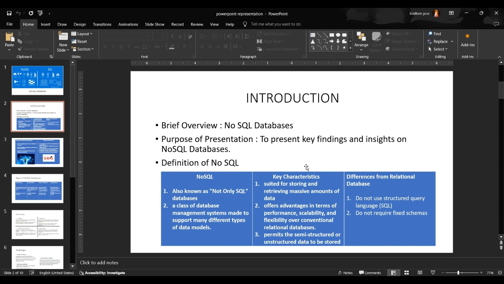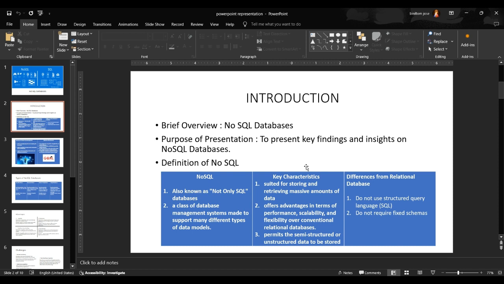The key characteristics which I have found out after going through a lot of research papers: it helps us in storing and retrieving mass amounts of data. It offers advantages in terms of performance, scalability, and flexibility over conventional relational databases. It also provides flexibility in the case of semi-structured as well as unstructured data.